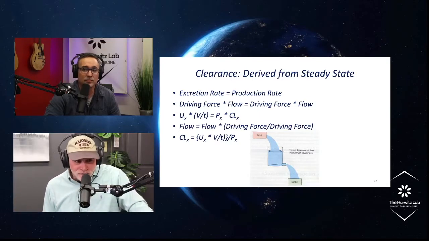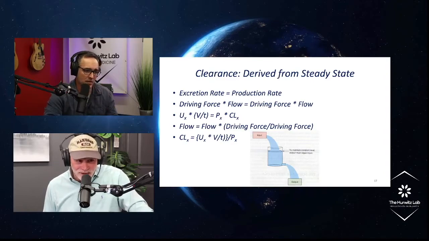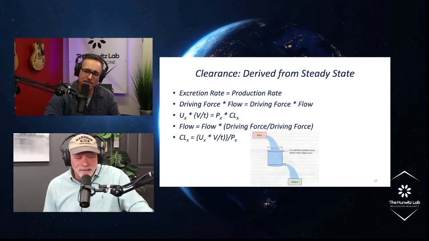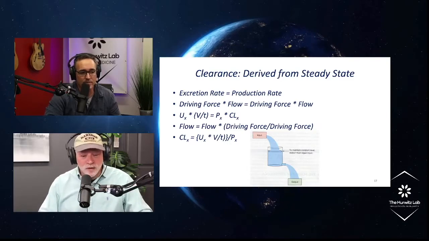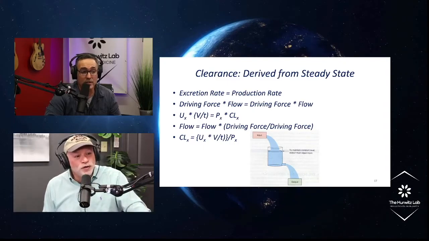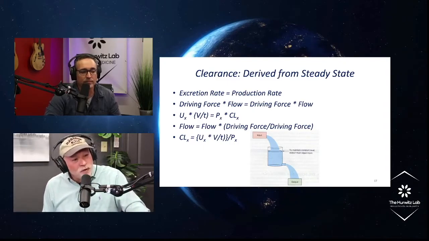It's not UV over P. It's UV dot over P. It's not UV, it's UV divided by T over P. It's a flow rate. Don't forget. So the most common mistake a student will make when you give them a 24-hour urine and you say, well, we'll calculate the clearance.